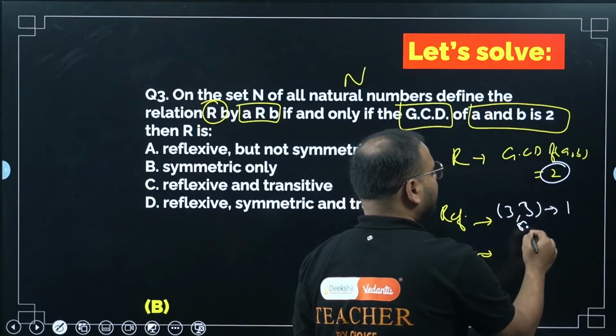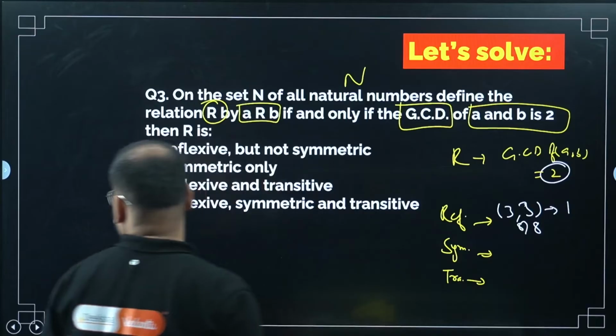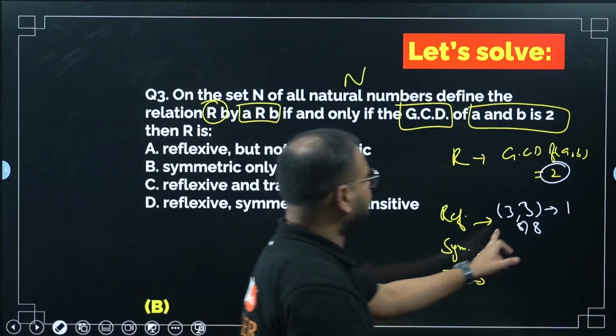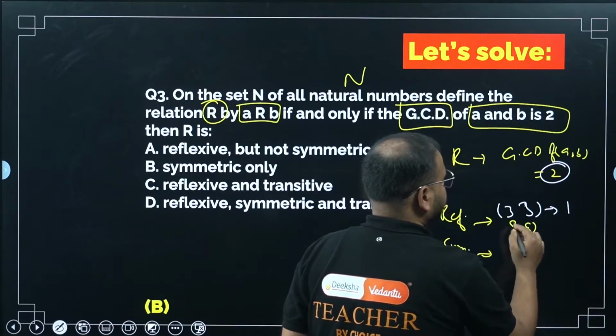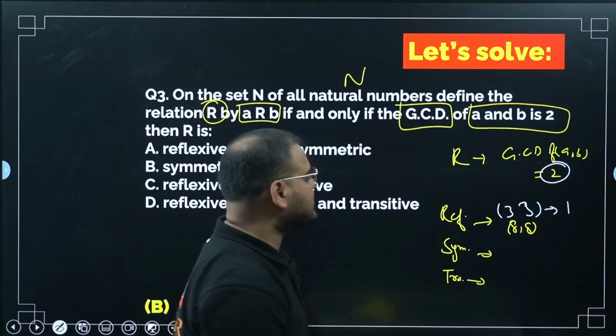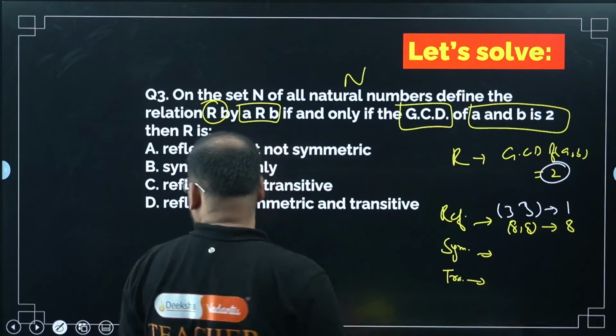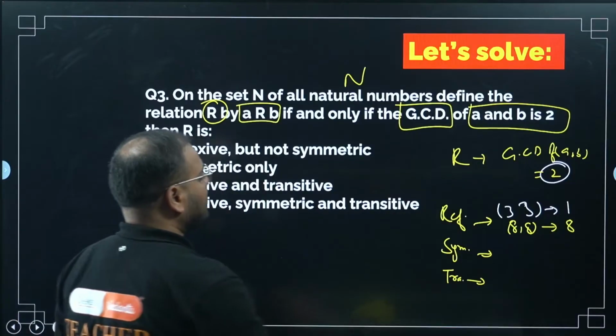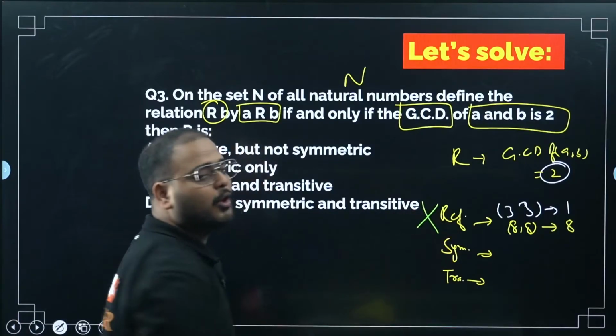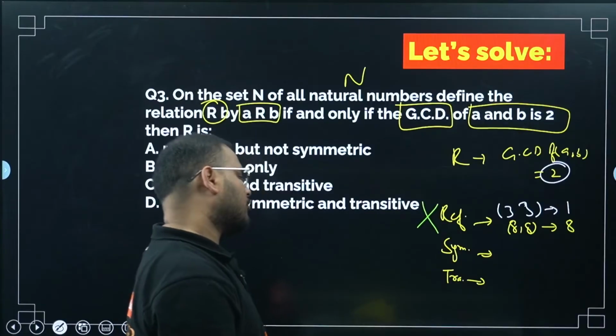I can take 8 comma 8 also. If I take 8 comma 8, what is the HCF or GCD? It is 8. So reflexive will not be true. Reflexive is not true. Okay sir.